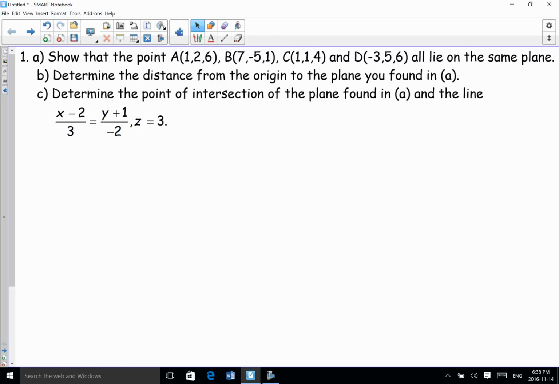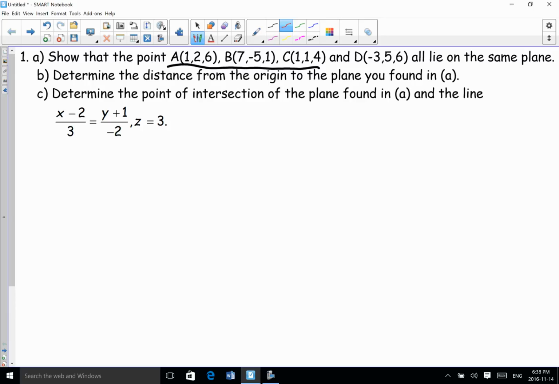In number 1, we're asked to show that these 4 points all lie in the same plane. One of the basic definitions of planes is that any 3 points would define it. So already we can pick any 3 points we want to, for example A, B, and C, and all 3 of them have to lie in the same plane. The real question is, does point D also lie in that same plane?